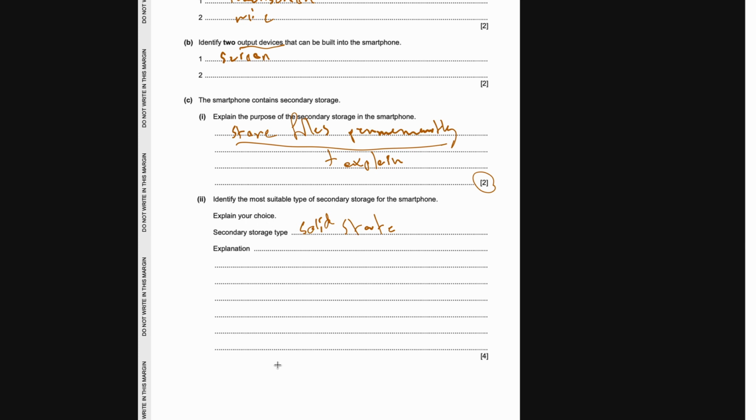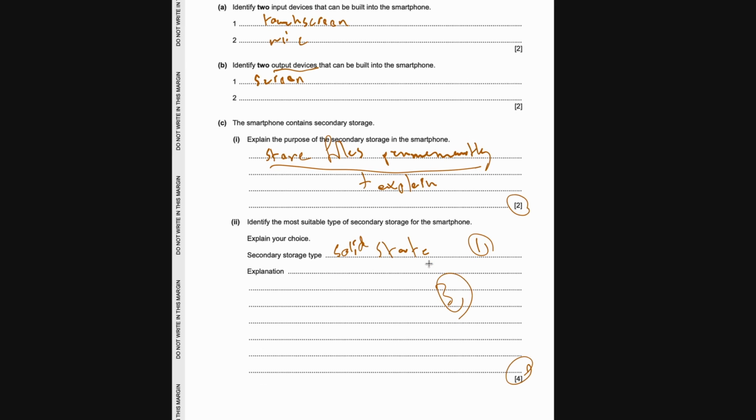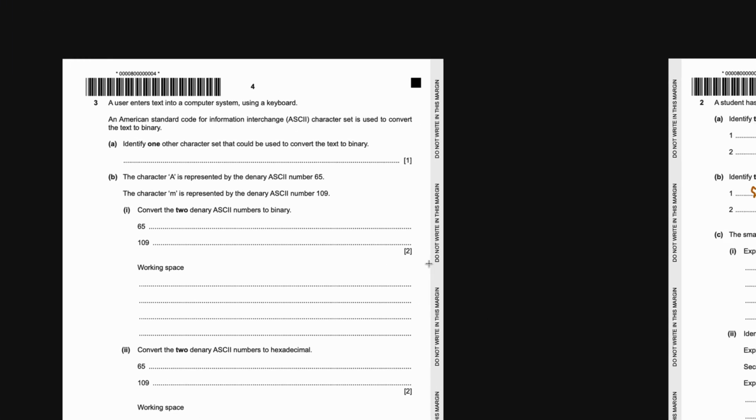Explanation, many reasons, right? No moving parts, small in size, lightweight, durable, faster read-write speeds, runs at a cool temperature, larger storage capacity. Many reasons, and all of them are correct, and all of them will get you those 4 marks. Of course, 1 mark is for here, and 3 marks are for the explanation. One of the easiest 3 marks you can get. Okay, multiple reasons.